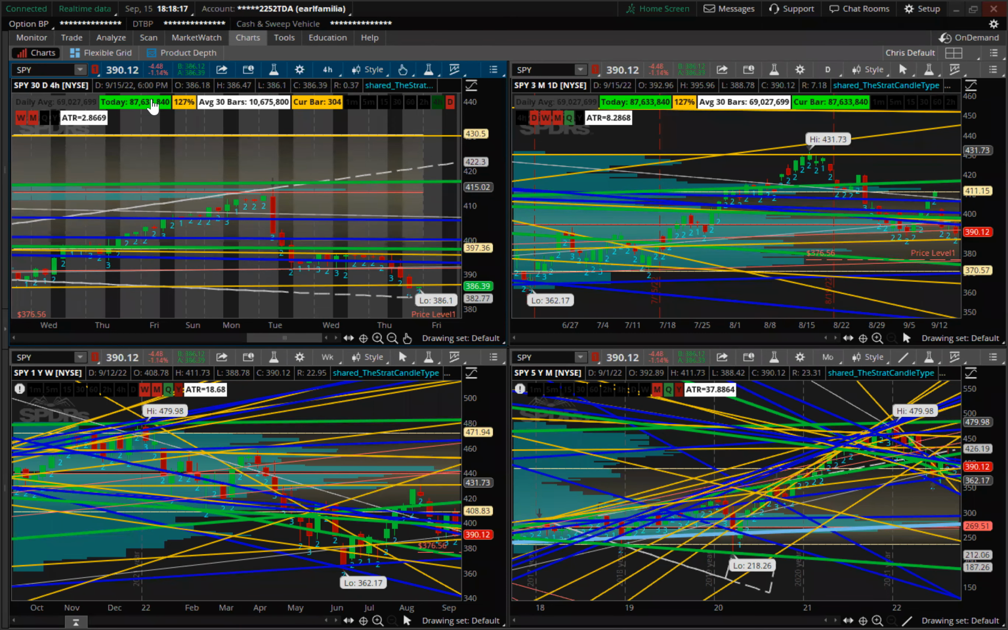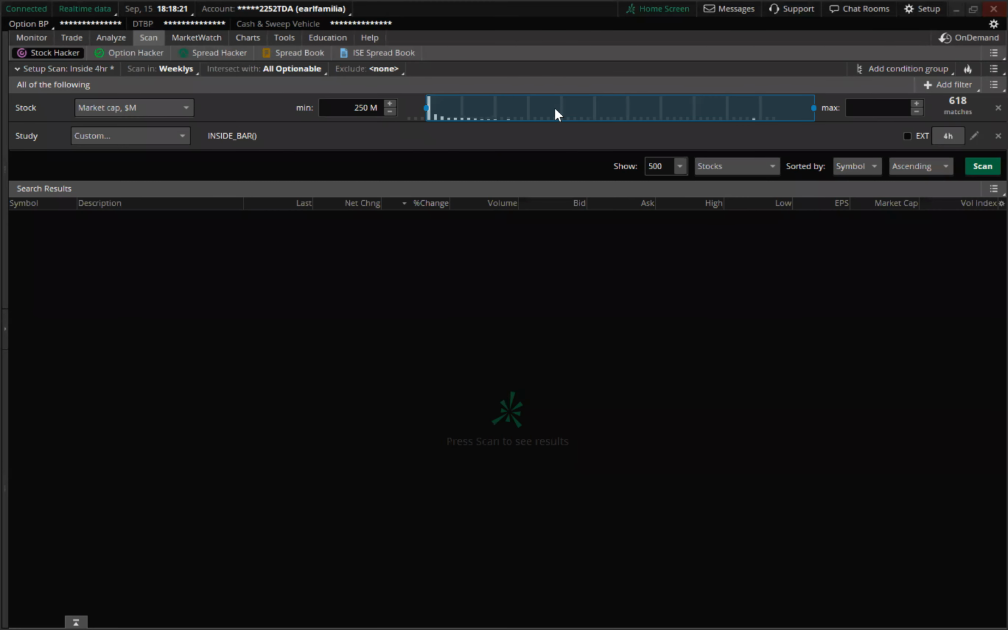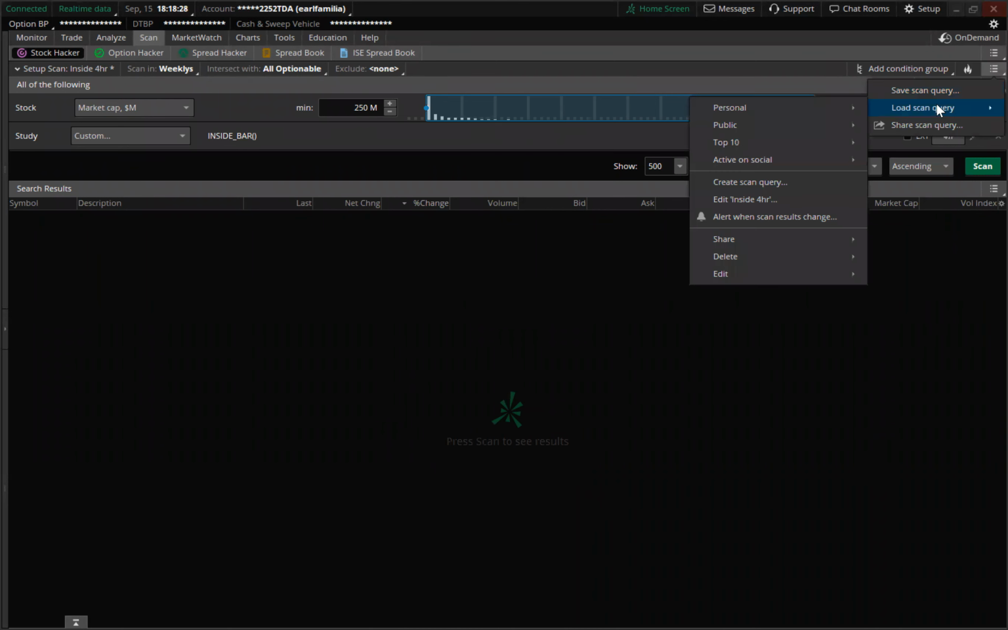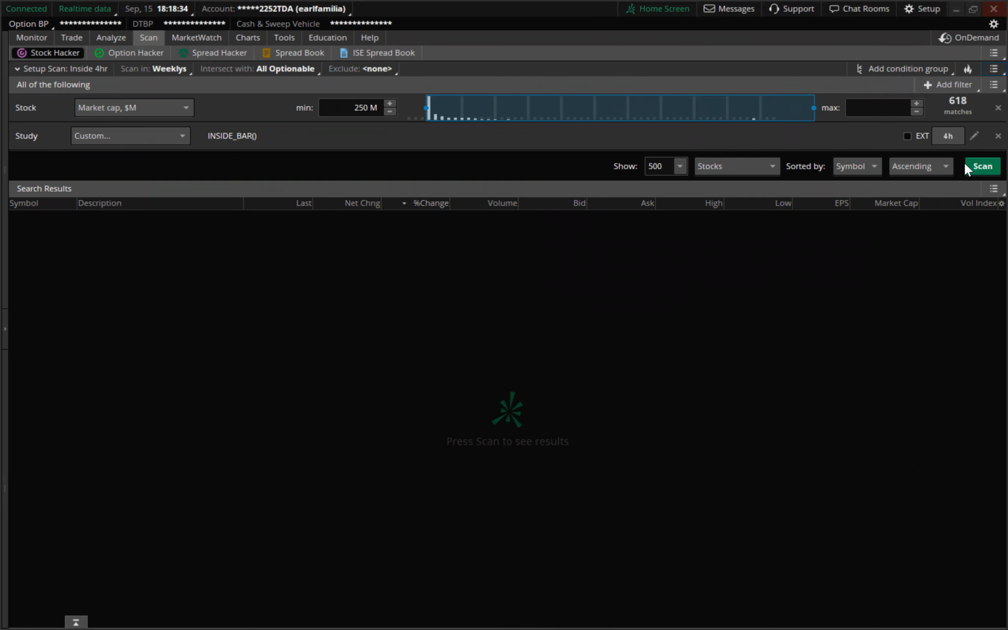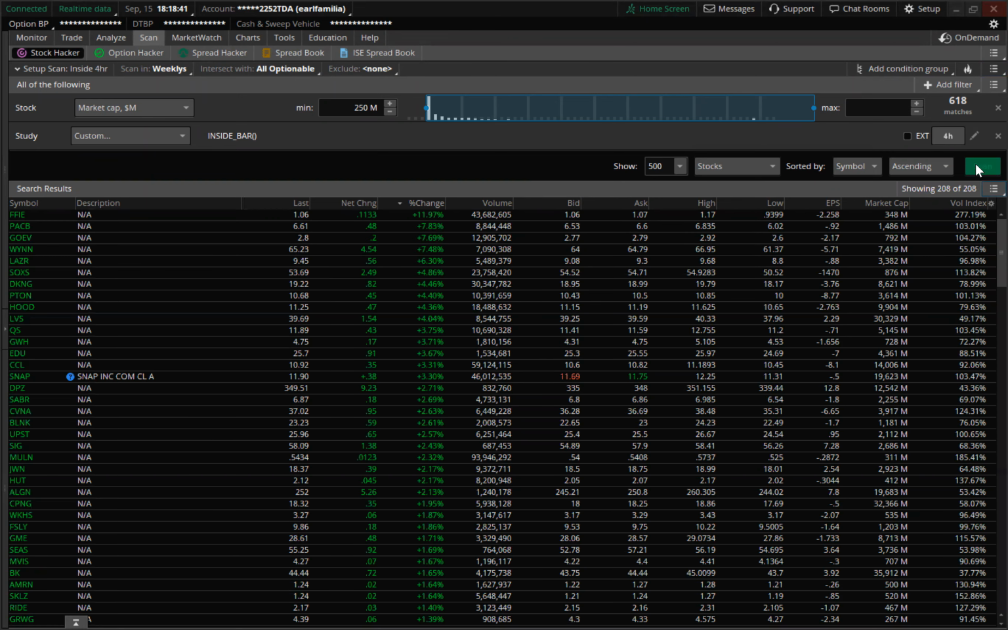So first, let's take a scan here and see what we've got on the inside 4 hour. I'll be looking for upside and downside setups. So again, drop your tickers in the chat, and then we'll go from there. I'm going to run a scan on the 4 hour. So I'm running the inside 4 hour scan.